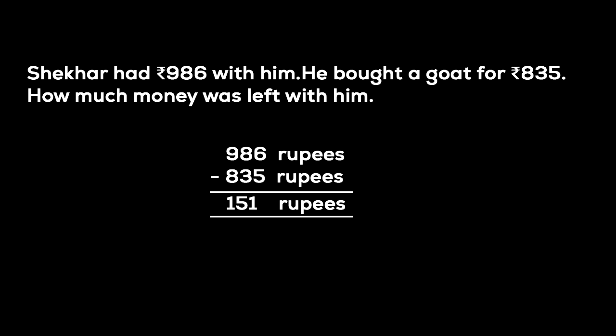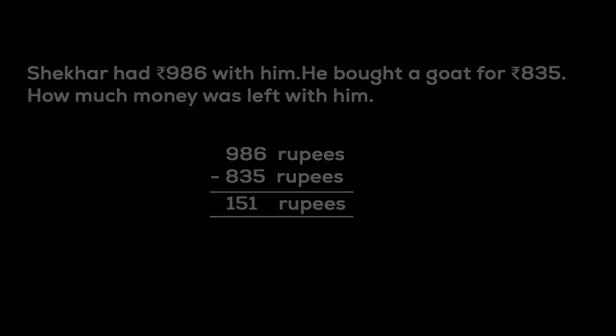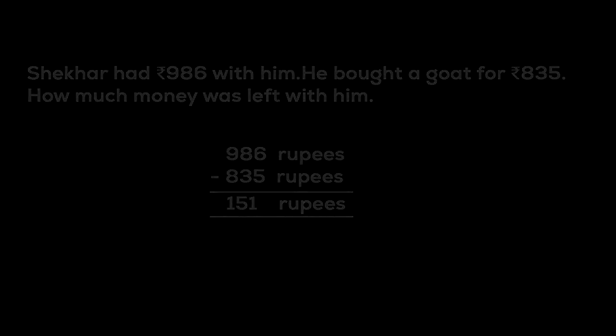When we subtract 5 from 6, we will get 1. When we subtract 3 from 8, we will get 5. And when we subtract 8 from 9, we will get 1. So our answer will come out to be 151 rupees. Shekhar is left with rupees 151.